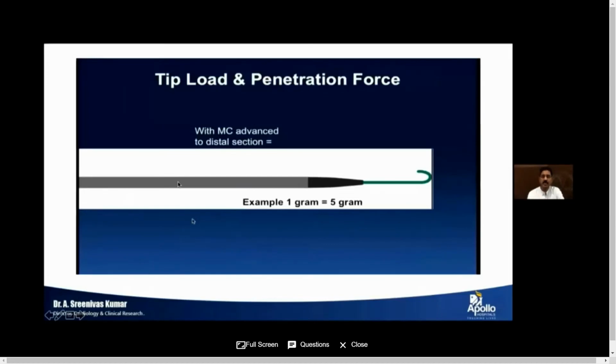But you also need to understand not only the tip load but also the penetration force. Sometimes you take the help of microcatheters for supporting the wire, and then the wire penetration force increases 5 times. This is the concept we need to understand. The softer wires also tend to behave more like stiff ones.